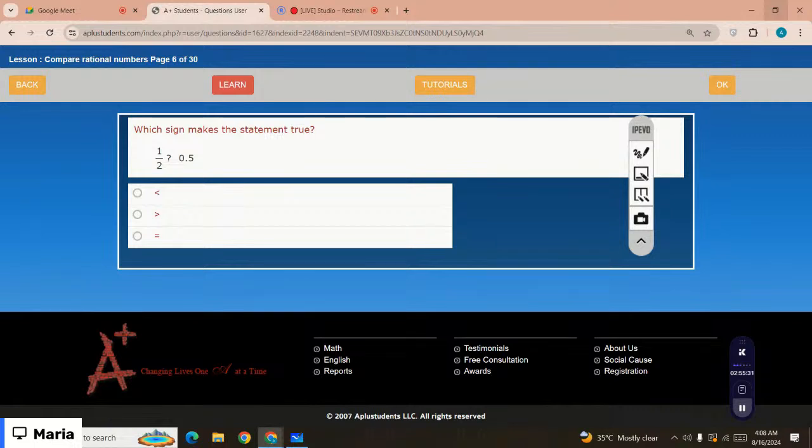1 by 2, you have to compare it to 0.5. So which is the correct option? They both are exactly equal, right? 1 by 2 and 0.5 they both are exactly equal.